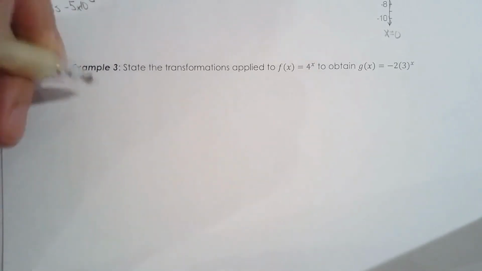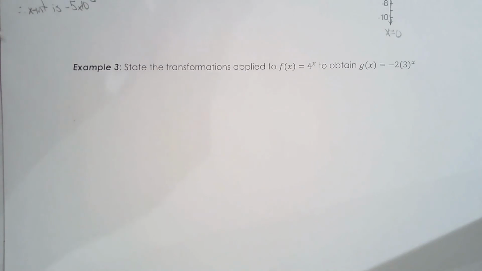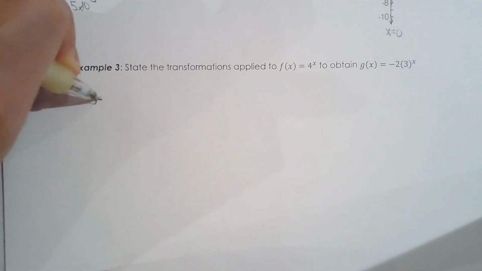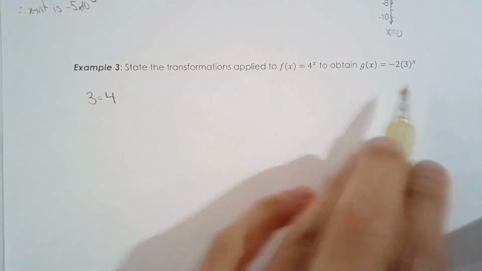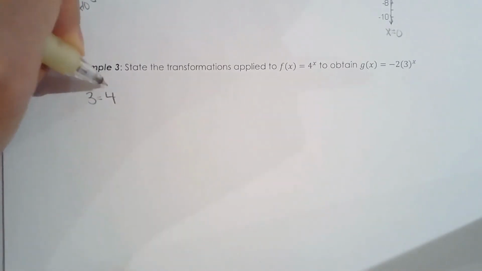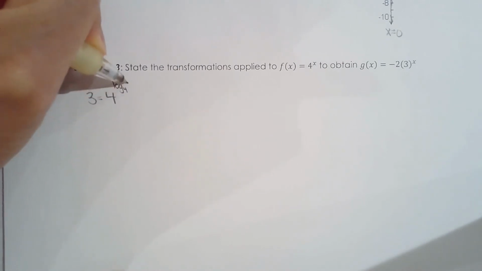So what I'm going to show you is how to express 3 as a power with a base of 4. So 3 equals 4 to the power of something, okay? Because once I have the same base, I can state the transformations. So 3 is equal to 4 to the power of log base 4 of 3.